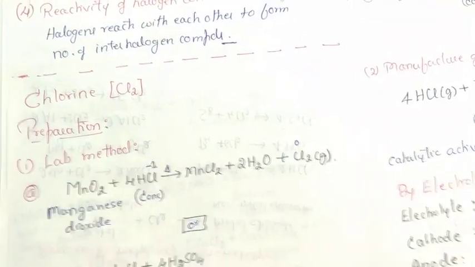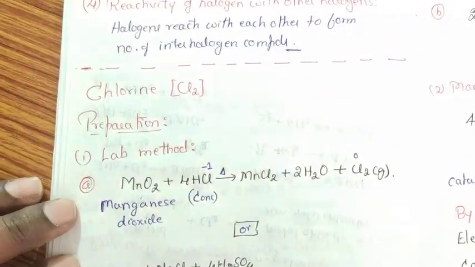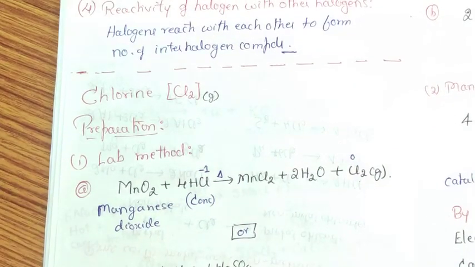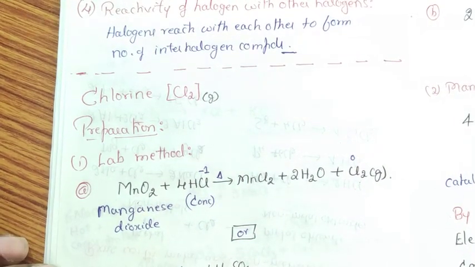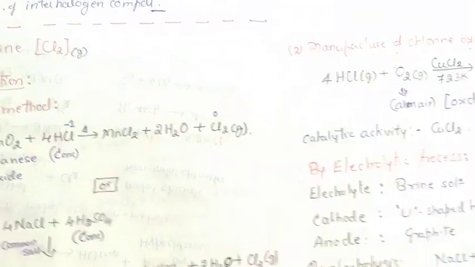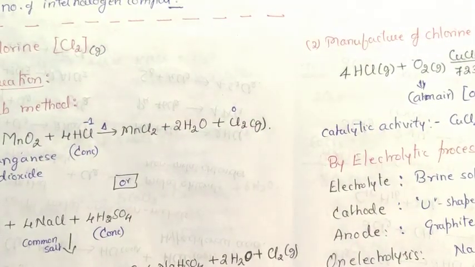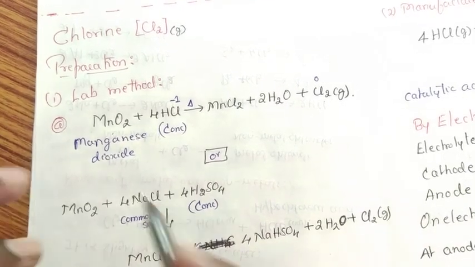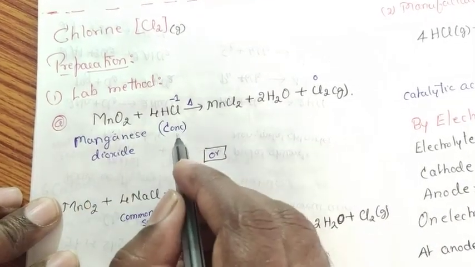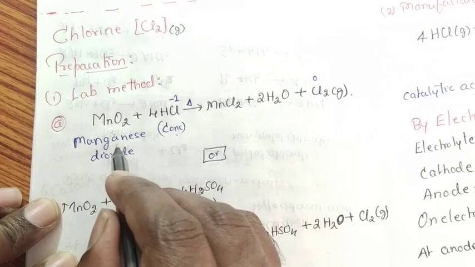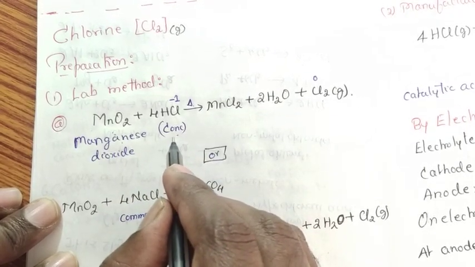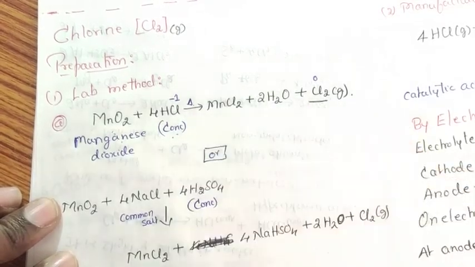Okay. So chlorine is a diatomic molecule and it always exists in gaseous state at normal room temperature and pressure, which is greenish yellow in color. By the lab method, it is prepared as follows. In the lab method, when manganese dioxide is heated in presence of concentrated hydrochloric acid, we get chlorine gas liberated.